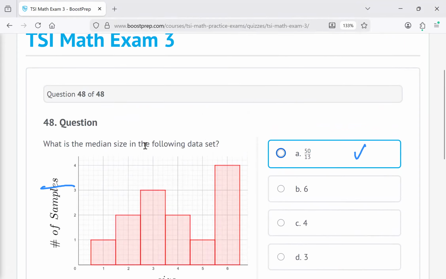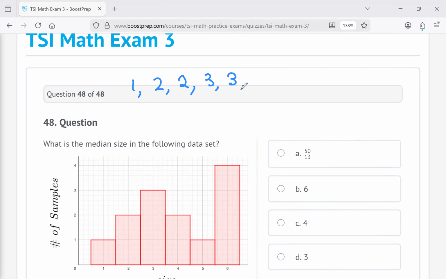Last one. What is the median size in the following data set? Median is the number right in the middle. So maybe if we list out all the numbers. The number one hits once. The number two hits twice, so write out two twice. Three is a total of three times, so write out three times. Four is twice. Five is once, and six is four times.